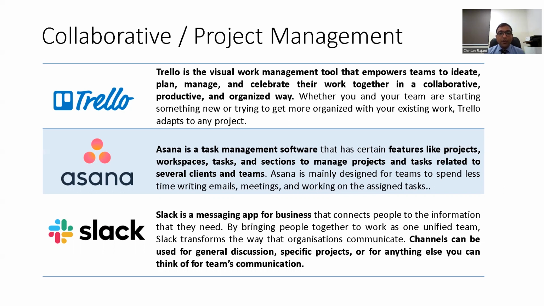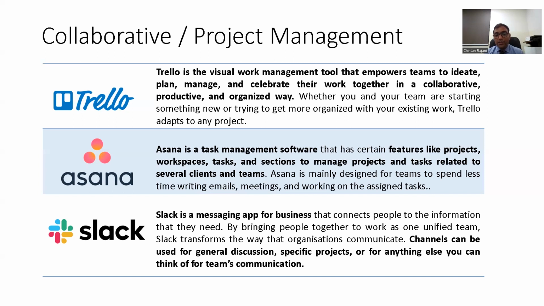A team can start a new project, organize their existing work, which can easily be adapted through the Trello program. Asana is another task management software that features projects or workspaces, and various tasks or sections can be created and different roles can be assigned to different participants. So it gives more customization as compared to Trello. It will help you in reducing the time which you used to spend on writing emails for the meetings and assigning different tasks, because you can do all these tasks from the single platform called Asana.